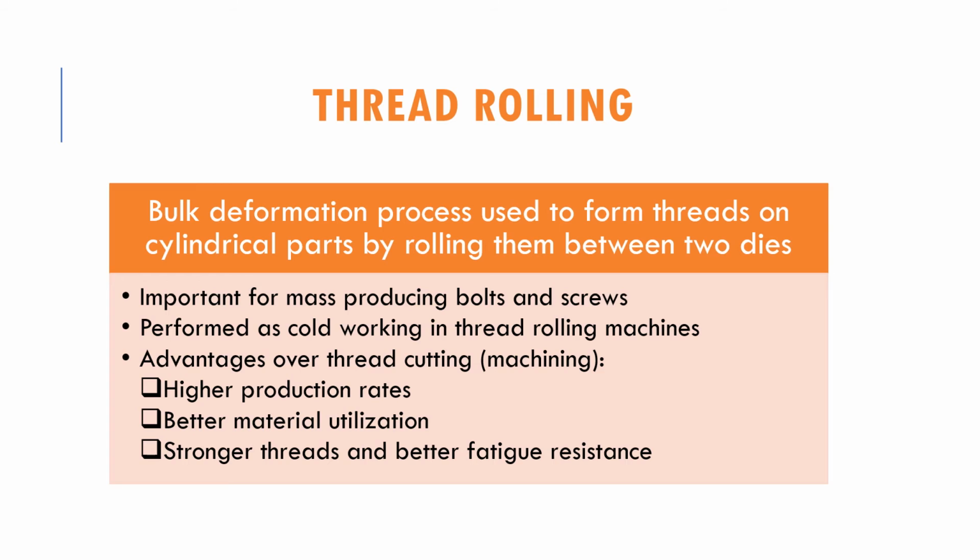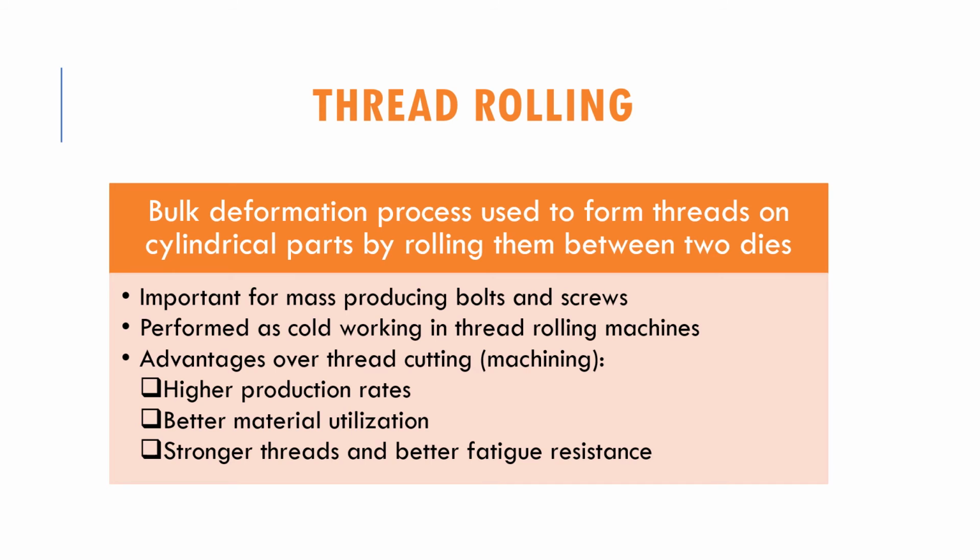Now let us look into thread rolling. Thread rolling is a bulk deformation process where we form the thread on the cylindrical part by using rolling between two dies. It is an important process, usually used in the mass production of bolts and screws.